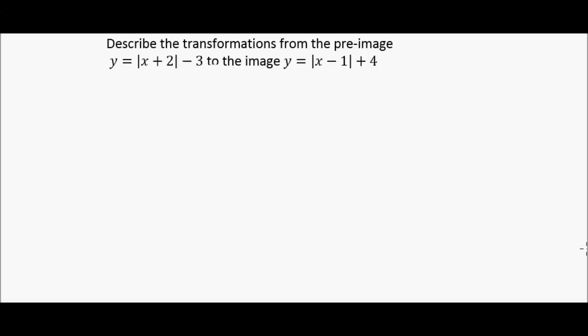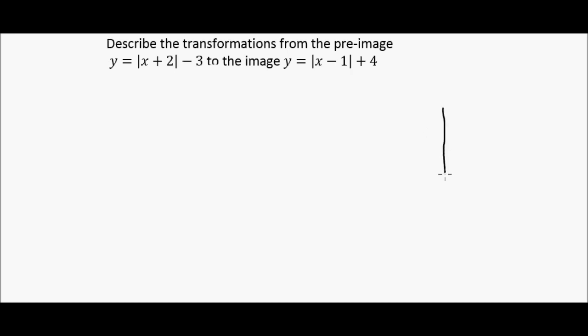Okay, this video asked me to describe the transformations from the pre-image y equals absolute value of x plus 2, minus 3, to the image y equals absolute value of x minus 1, plus 4. Now, this one's different than the first two transformation videos in that we're not starting with the parent equation y equals absolute value x. So our first equation we need to graph is the pre-image.